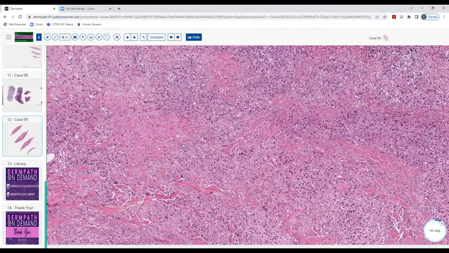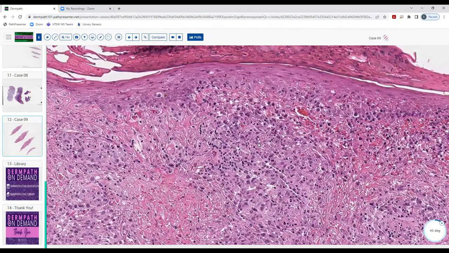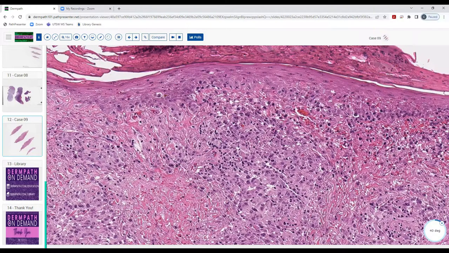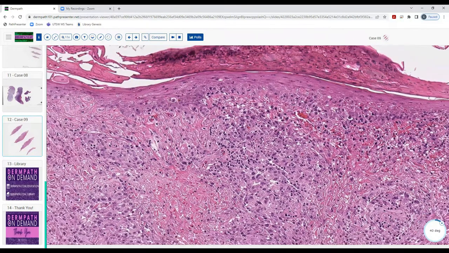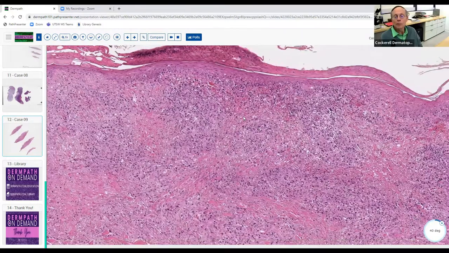Things I was potentially thinking about for the differential, this is clearly a malignant process, obviously. Breast carcinoma, or I was trying to think about lymphomas with larger cells. Yeah, that's absolutely a possibility. And look here at the dermo-epidermal junction. Can you see some of the cells are actually within the epidermis also? Okay, there's some epidermotropism. So thinking about T cell, maybe. Yeah. Good. A T cell proliferative process.